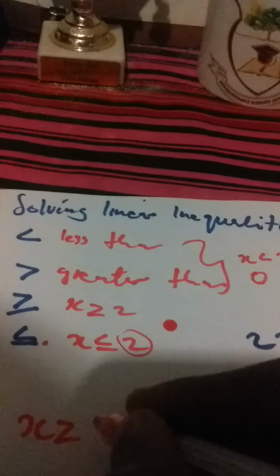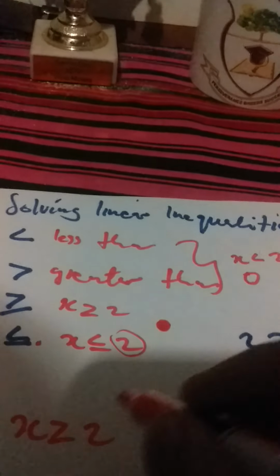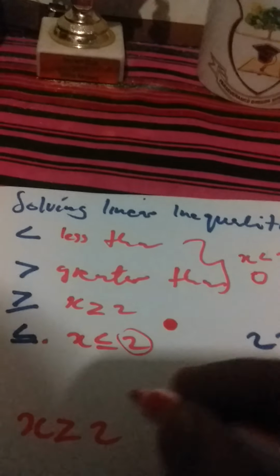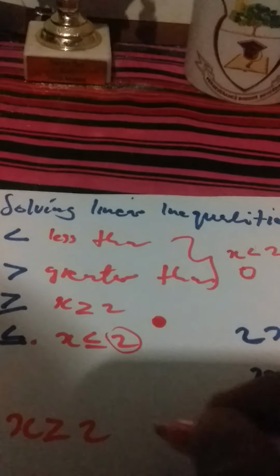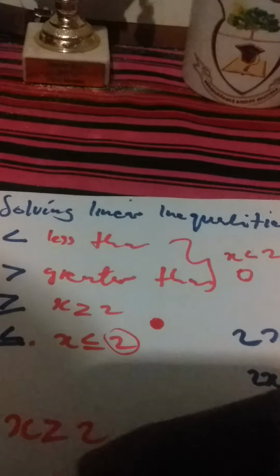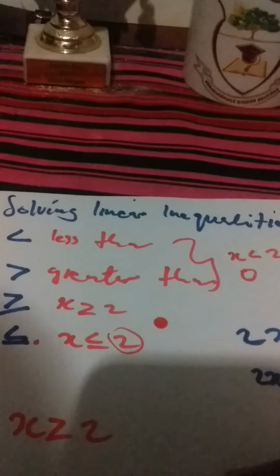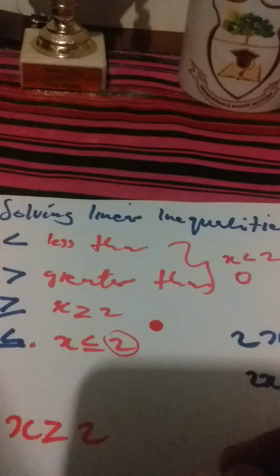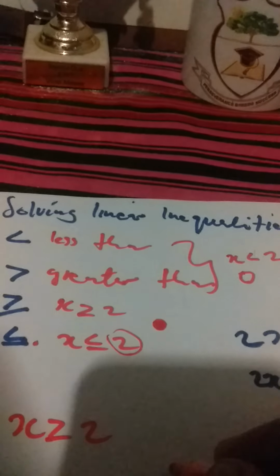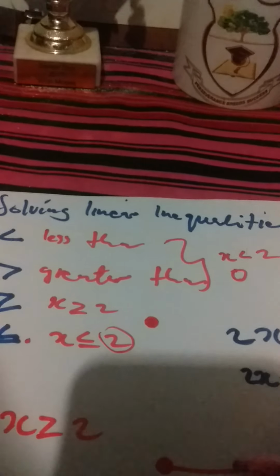So let's say we were to represent x greater than or equal to 2 on a number line. Since we have greater than or equal to, we have to use a full circle. Let's say this is our 0, then we have 2 here. So x has to be all the numbers that are greater than or equal to 2. So x is on that side.